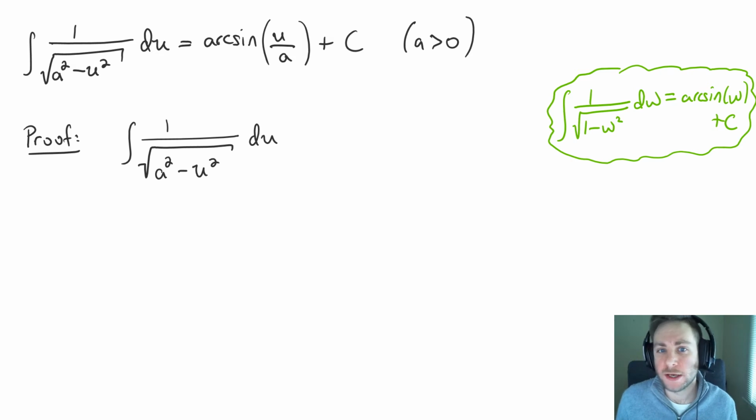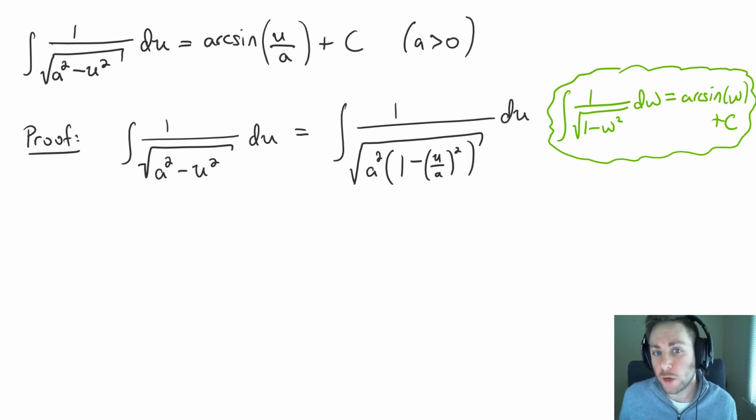And in order to do that, we're going to factor out the a squared from our denominator. Because if we do that, then we can have a 1 there instead, which would allow us to make use of the formula that we already know. So pause and double check that this factoring I just did is correct, and when you're ready, let's proceed to the next step.